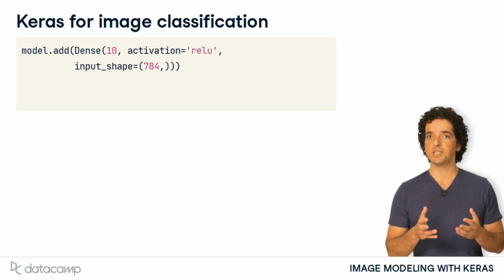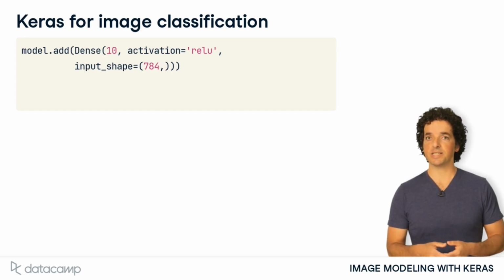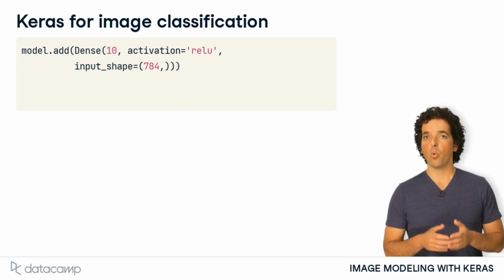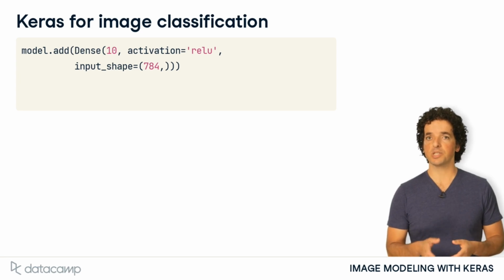More units would increase the complexity of the network and its capacity to represent complex inputs. To facilitate learning, we're using a rectified linear unit, or ReLU, as the activation. This should be familiar from the deep learning course. The input shape keyword argument tells us how many inputs each of these units should expect. In this case, it is 784, one connection from each one of the pixels in the image. 28 by 28 is 784.